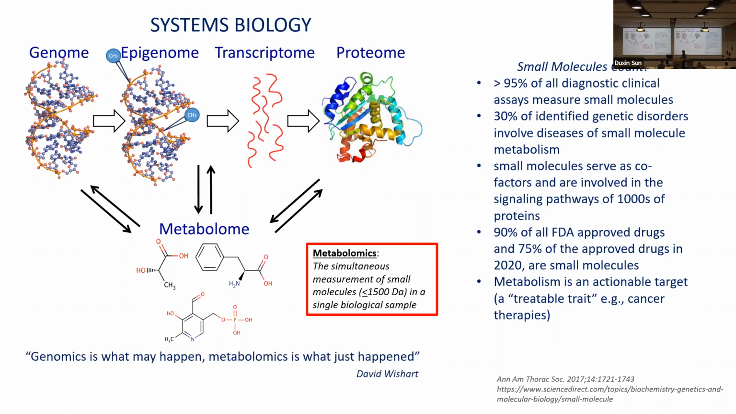I think Dave Wishart, who is at the University of Alberta and one of the renowned investigators in metabolomics, another way to think about metabolomics in the context of systems biology is that genomics is what may happen and metabolomics is what just happened.